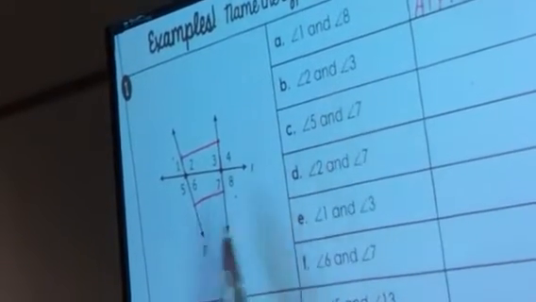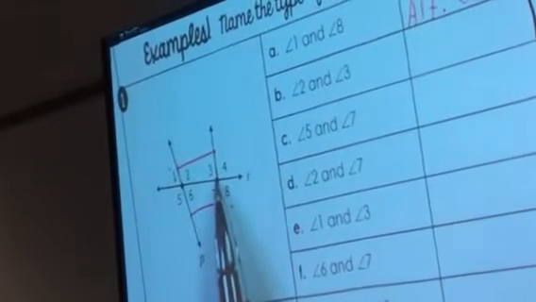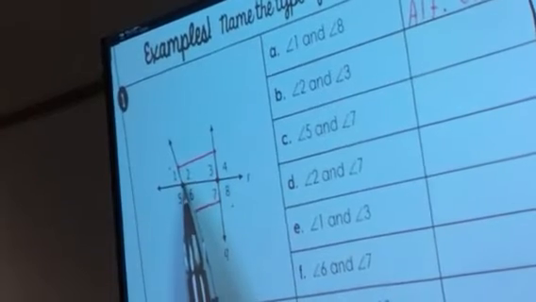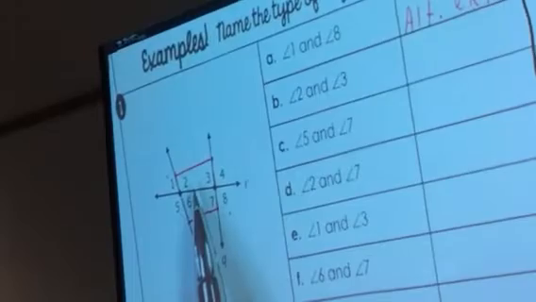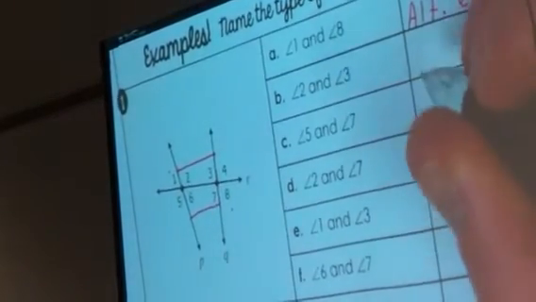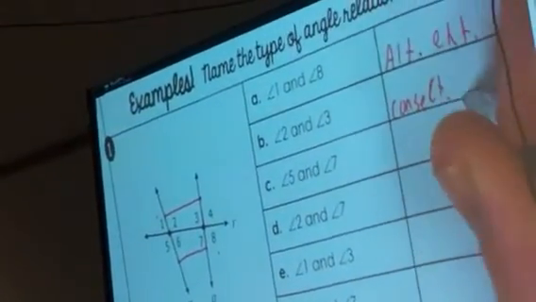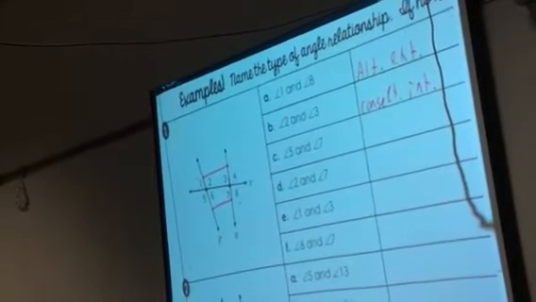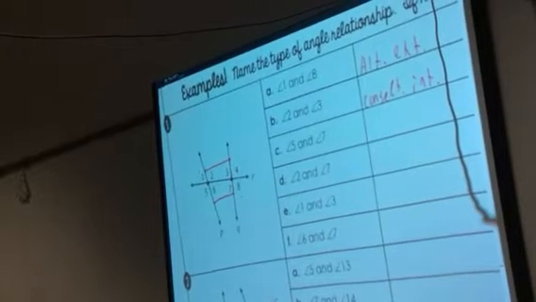Angle 2 and angle 3, I look at these. Both of these are on top of my transversal, so they're not alternating. Both of them are also inside of my box. So they're not alternating, which means they're consecutive. They're inside, which means consecutive interior. I don't know why my C before the T turned into a capital C.